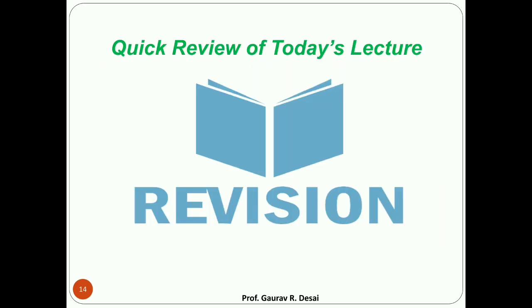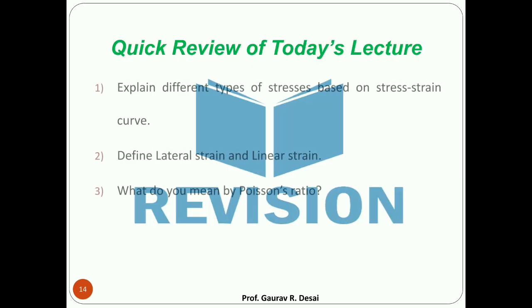So let's take a quick review of today's lecture. We understood the different types of stresses based on the stress strain curve. You should be able to define those in the oral practical exam as well as if asked in the theory exam of the university paper. Next, define lateral and linear strains. This could be asked for 2 to 3 marks in the university theory paper. And lastly, what do you mean by Poisson's ratio? This formula is important for solving problems, and it can also be asked as a theory part in the oral as well as the theory paper.